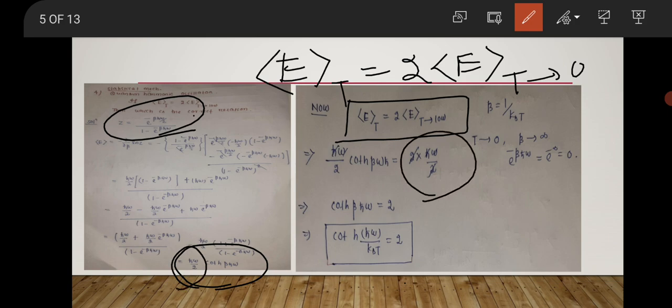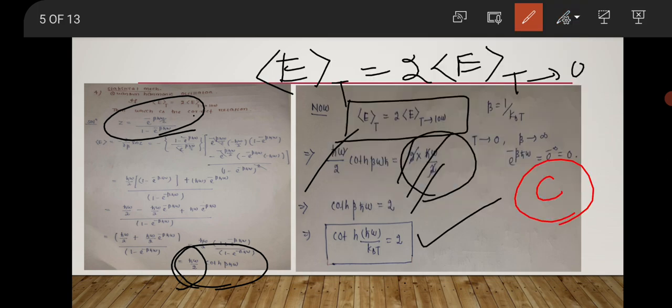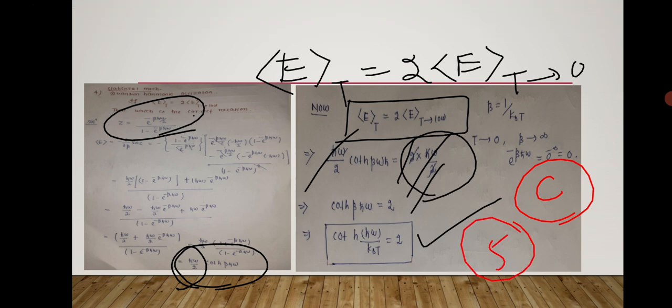So if you put this value, that is h cut omega by 2 coth of beta h cut omega by 2, equal to 2 into h cut omega by 2, this 2 will cancel here, h cut omega will cancel here. So your coth of beta h cut omega by 2 will be 2. So this will be the correct answer. This question was asked in part C for the 5 marks. Okay, so move to the next question.